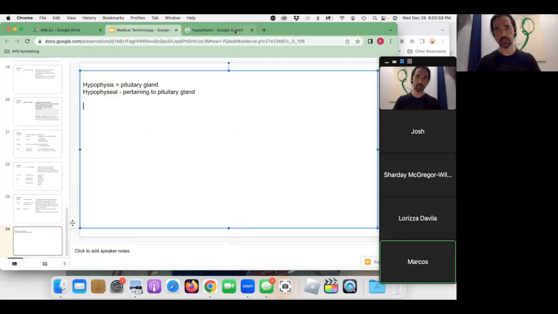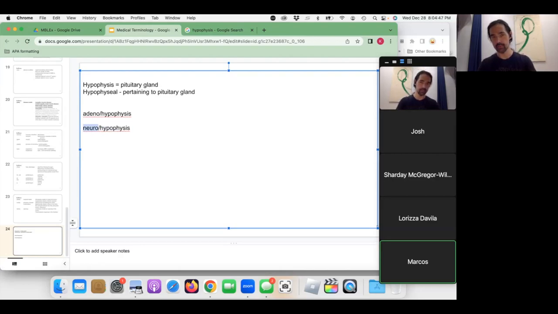There's one more thing that I wanted you to know, which is the neuro and the adenohypophyseal. Recall that the pituitary gland, the hypophysis, has two parts. It has a front part and a back part, and the front part is composed of glandular tissue that's also called adena, so it's referred to as the adenohypophysis. That is the section of the pituitary gland made up of glandular tissue, like an adenoid. And then the back section is made up of mostly neuronal tissue, and that's called the neurohypophysis.